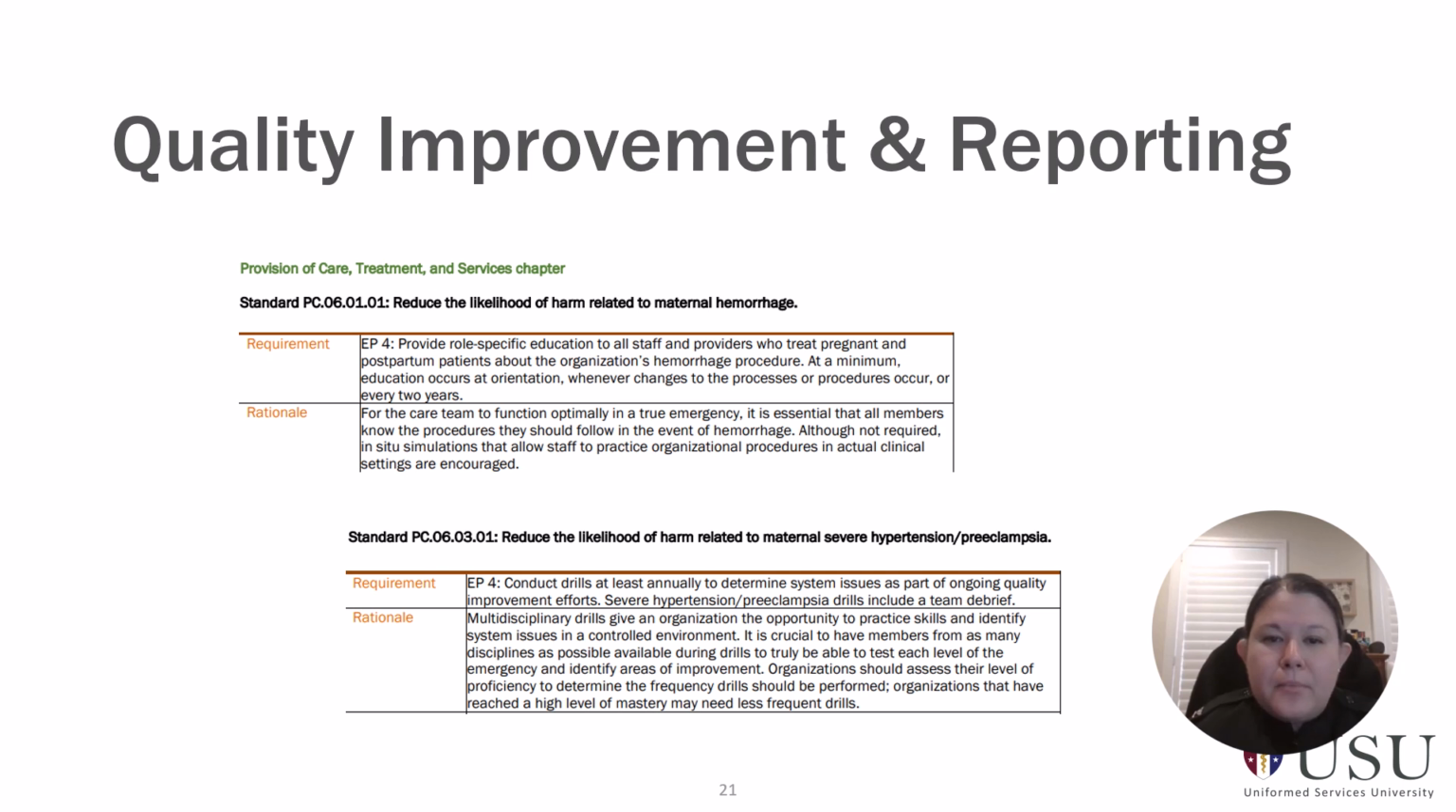So looking at maternal hemorrhage, it's required to provide role-specific education, and it's essential that everybody understand the procedures and how to function in the event of a maternal hemorrhage. The Joint Commission also requires at least annual drills to determine if there are any system issues as part of management of severe hypertension and preeclampsia, including a team debrief. And so I think these are both opportunities that have been embraced by the Defense Health Agency as best practices. And the DHA does require monthly unit drills for both of these types of emergencies.